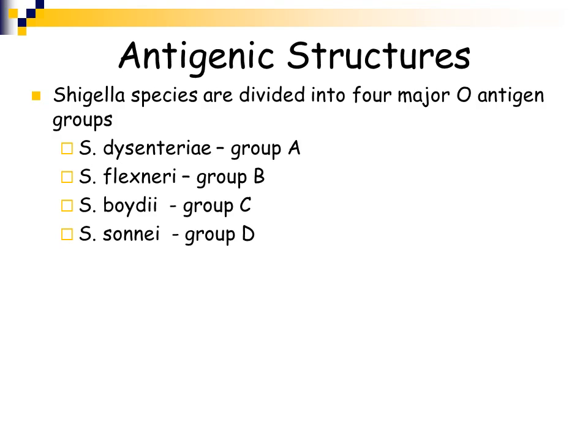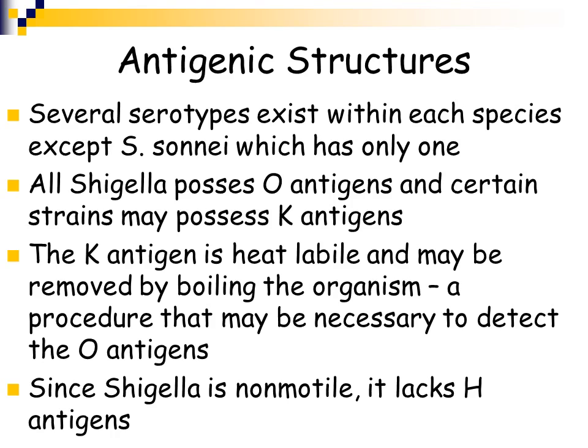Shigella does have antigenic structures that are helpful to differentiate these species. So the species are differentiated into 4 major O antigen groups. So Shigella dysenteriae is group A, Flexneri is group B, Boydii is C, and Sonnei is D. Several Shigella serotypes exist within each species, except for Shigella sonnei, which has only 1.